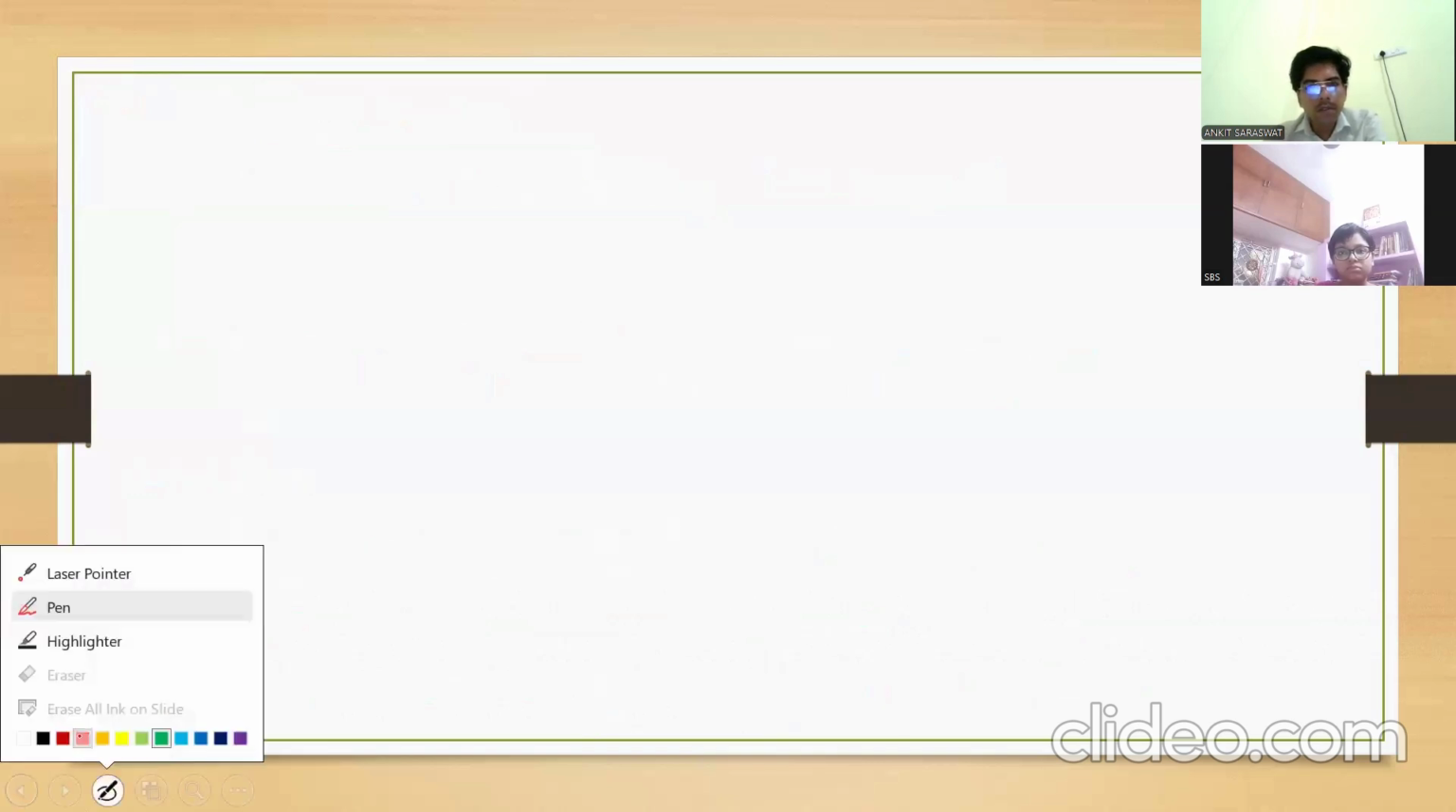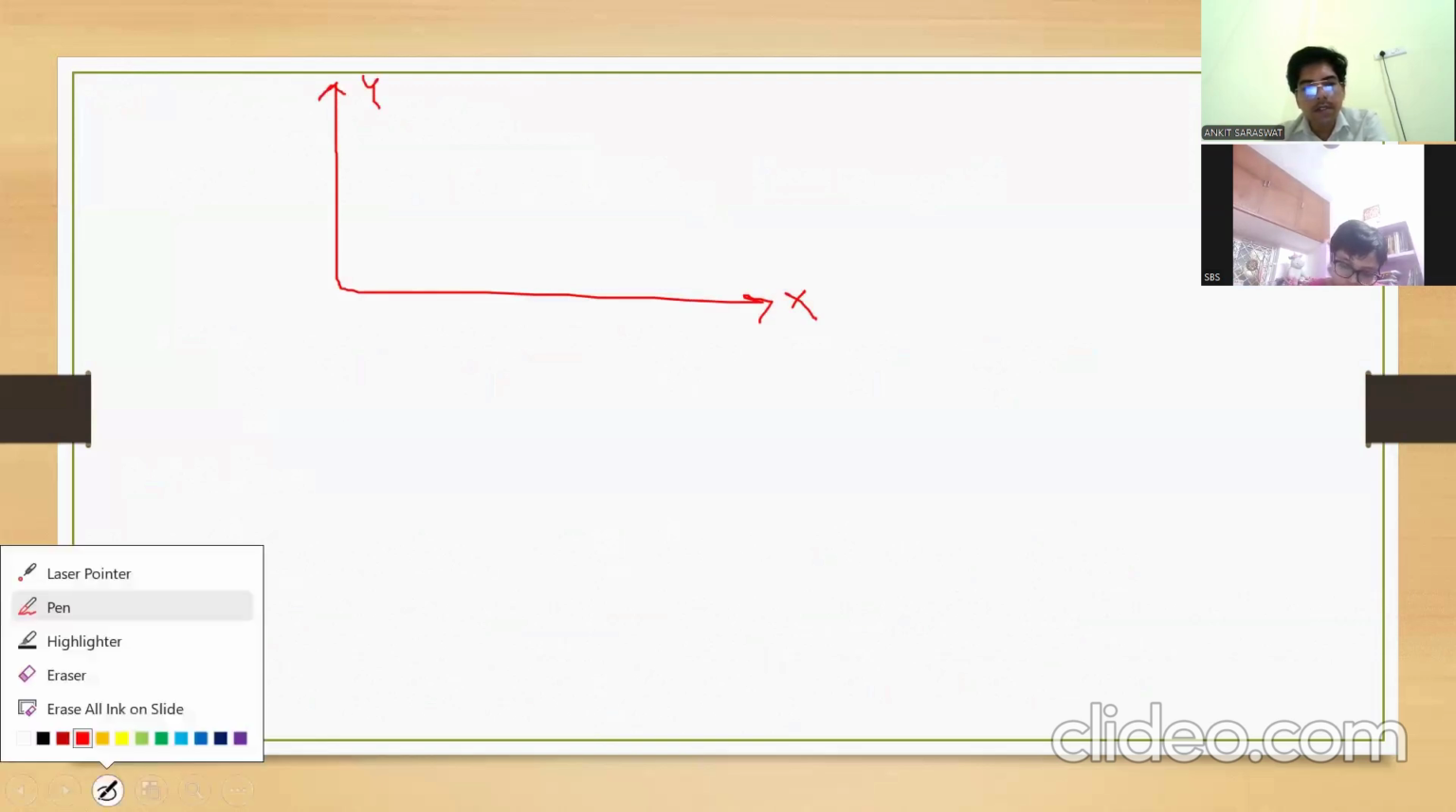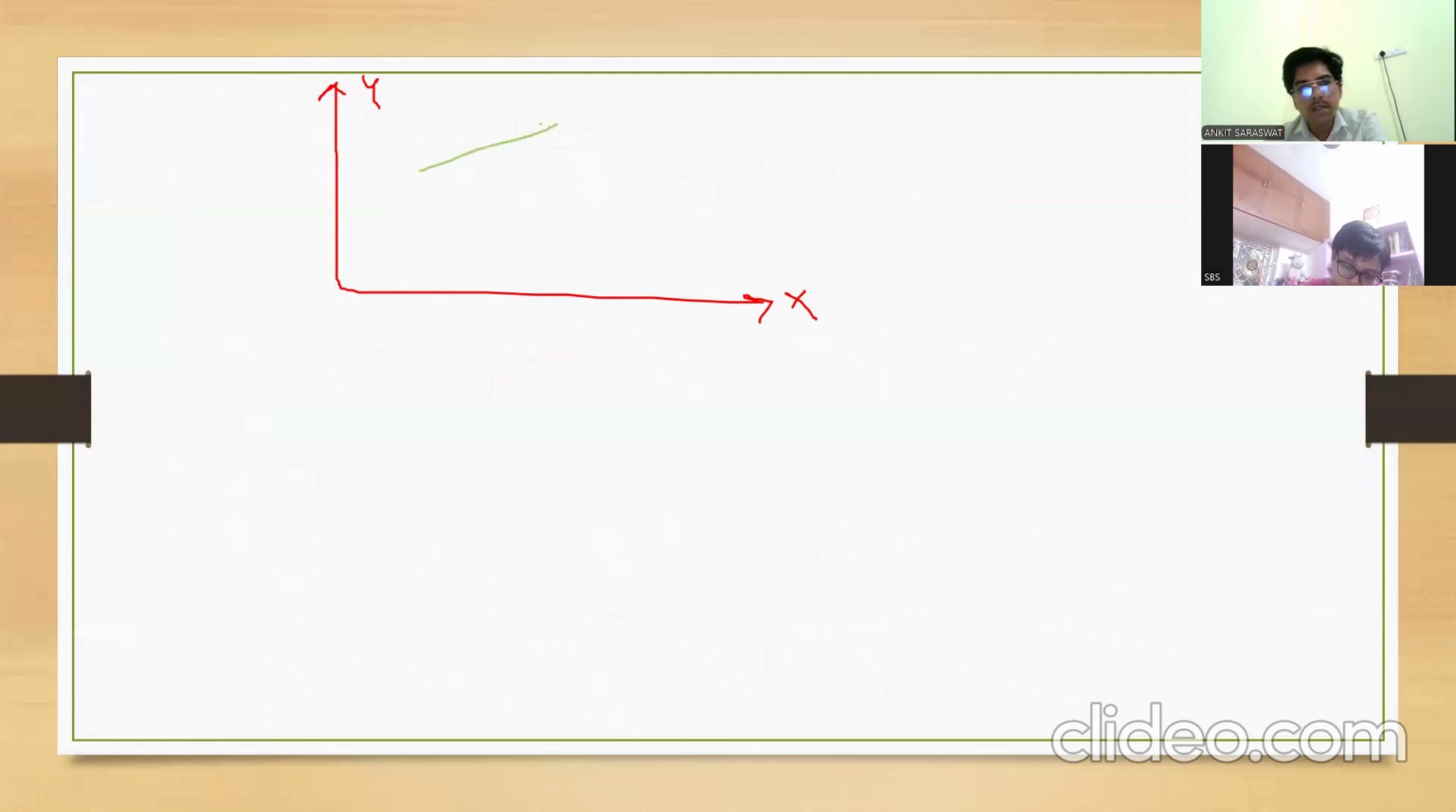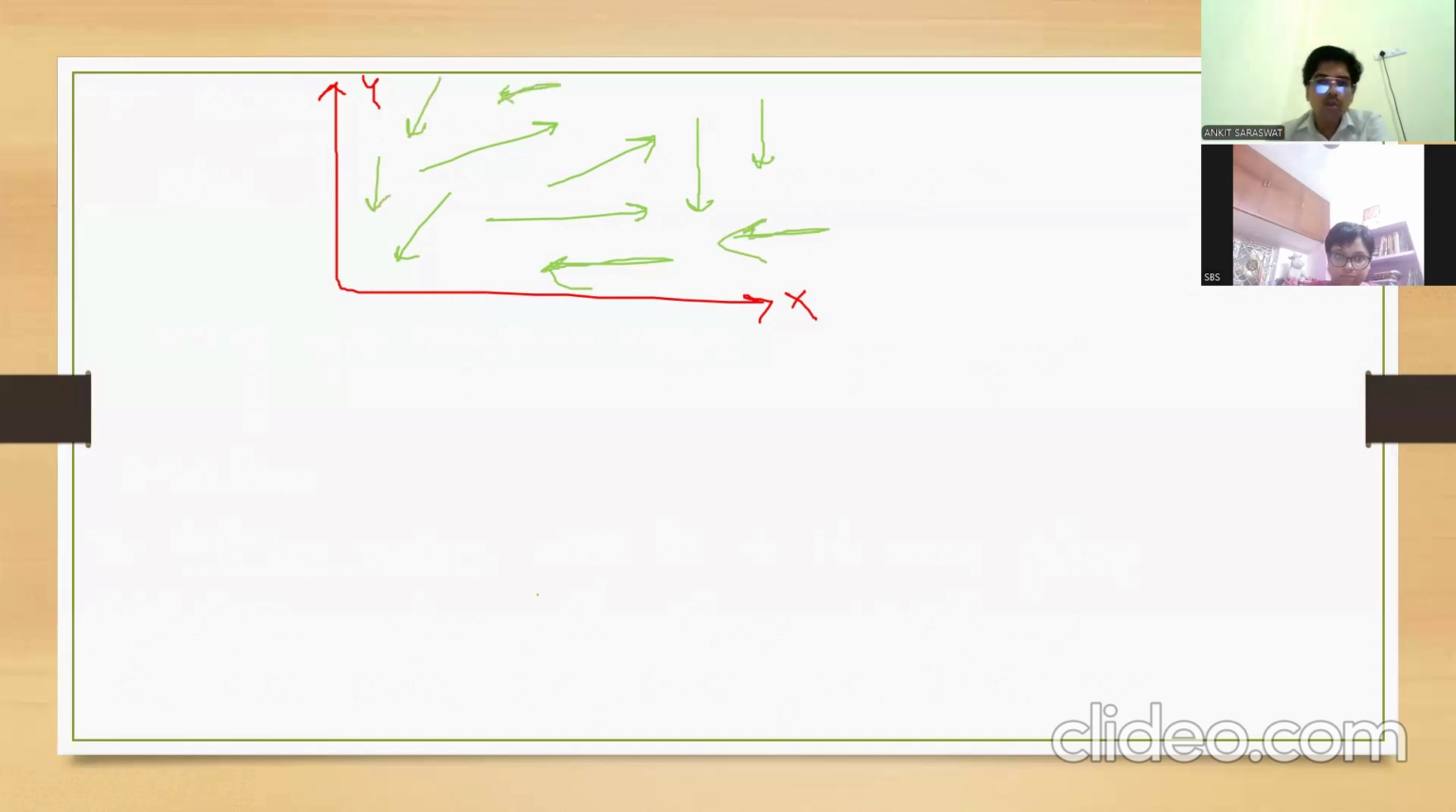Have you written previously? Yes, sir. Coplanar means like this. If this is XY plane, if I draw any vectors like this, these are coplanar vectors. Because these vectors are lying in the same plane, XY plane. Okay, these are coplanar vectors. So two vectors will always be coplanar, but three vectors, it may or it may not be.